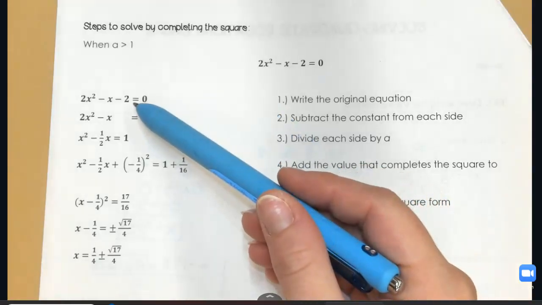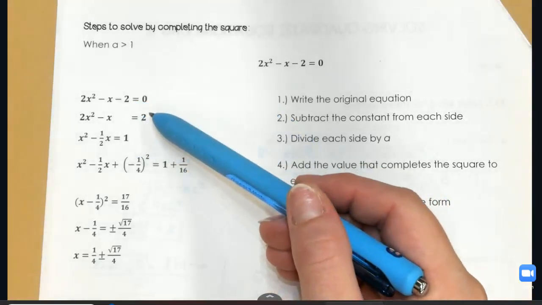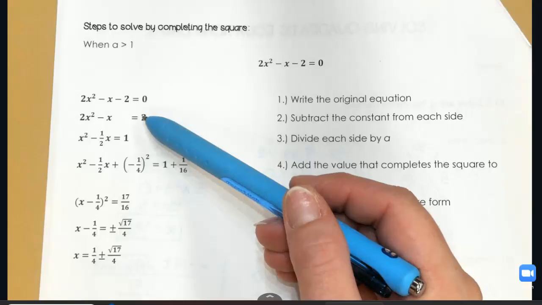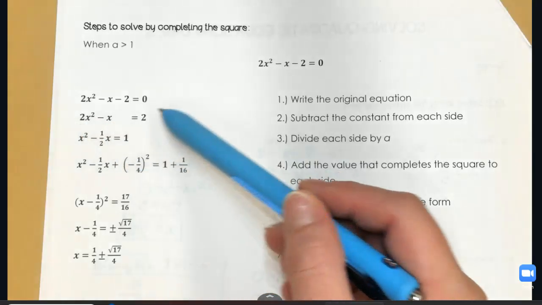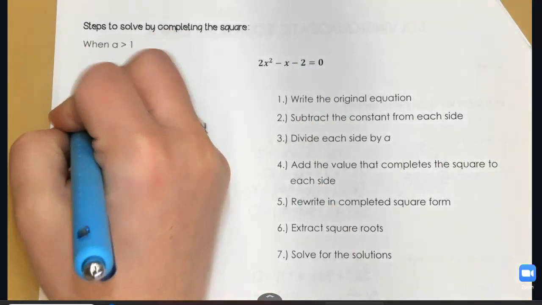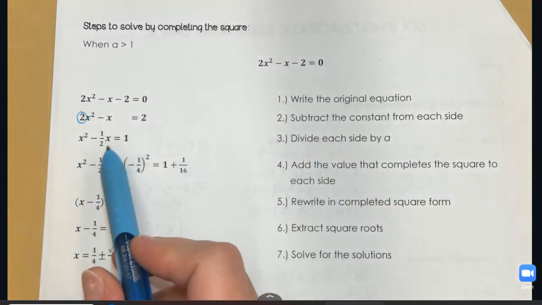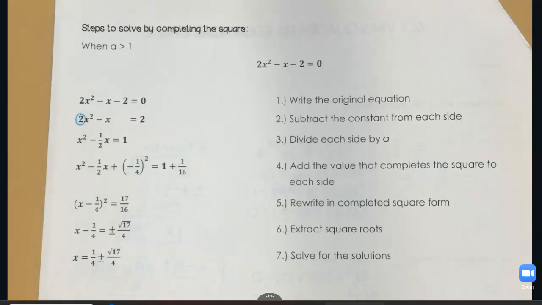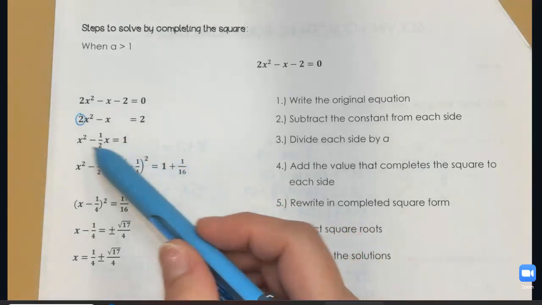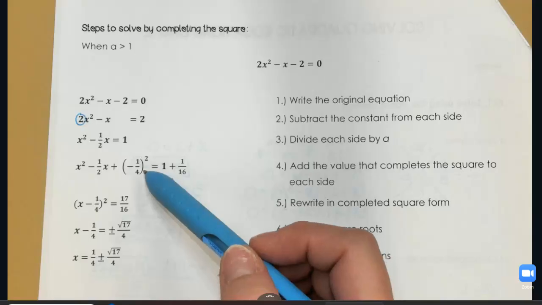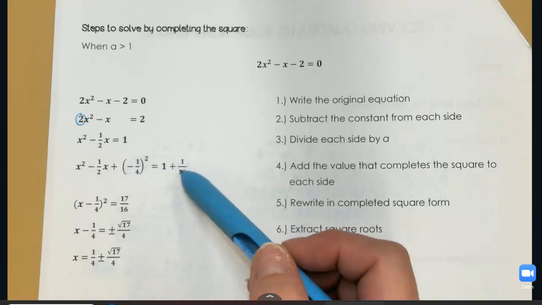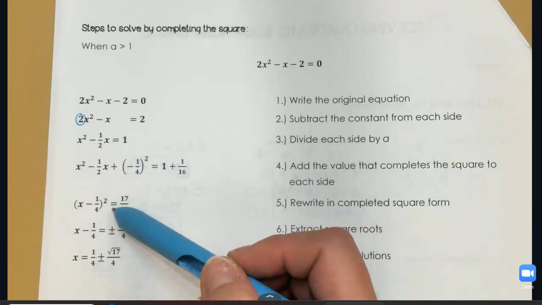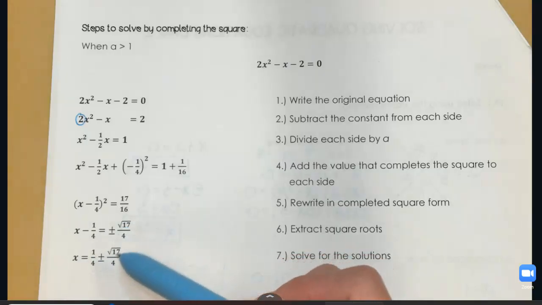So it starts out the same as it would normally. You're going to move your constant to the other side, and then this is where your extra step comes in. You need to divide everything in your equation by whatever a is, that leading coefficient. Sometimes that is going to cause you to be working with fractions, but we did that a lot last time, so there's nothing to worry about there. After you divide everything, you're going to figure out what completes your square, add that to both sides, rewrite it in completed square form, do your square root method, and simplify.